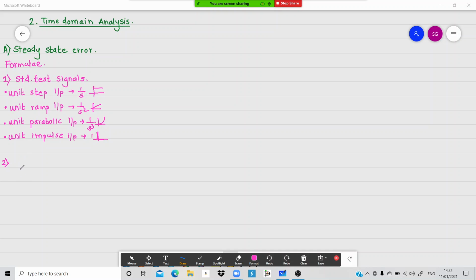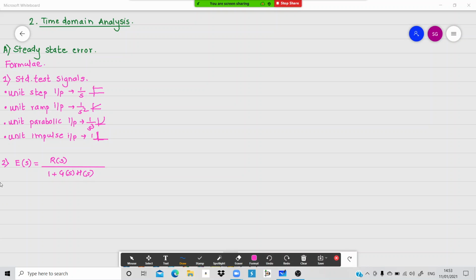Then the second formula is E of s, how to get the error in s domain, and the formula is R of s upon 1 plus G of s H of s. Sorry, that is for error. For steady state error, you'll find an s is coming over here. So just E of s is R of s upon 1 plus G of s H of s.